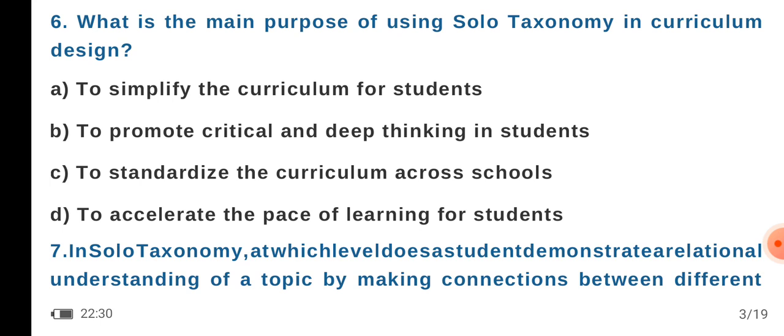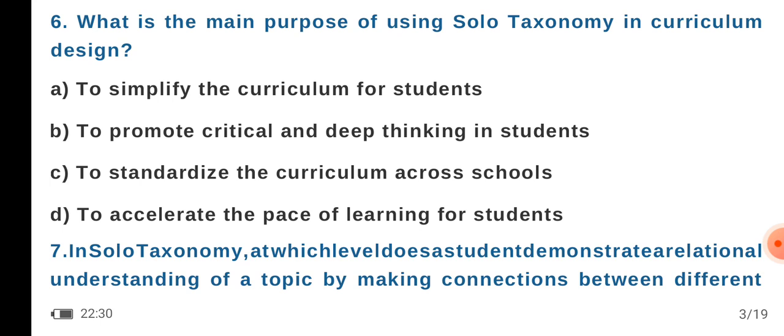What is the main purpose of using SOLO Taxonomy in curriculum design? Letter A, to simplify the curriculum for students. Letter B, to promote critical and deep thinking in students. Letter C, to standardize the curriculum across schools. Letter D, to accelerate the pace of learning for students.